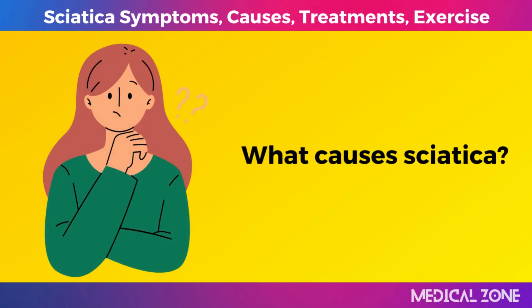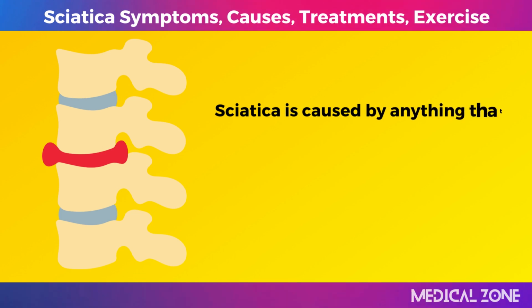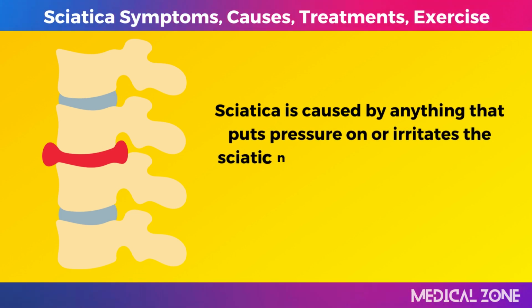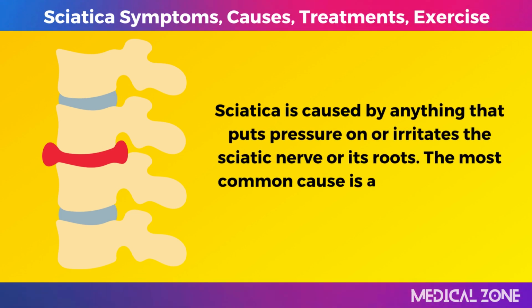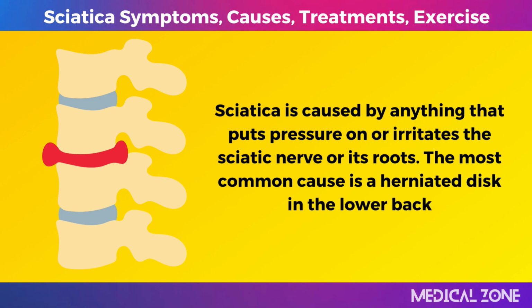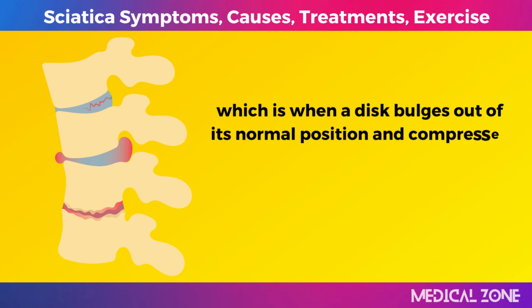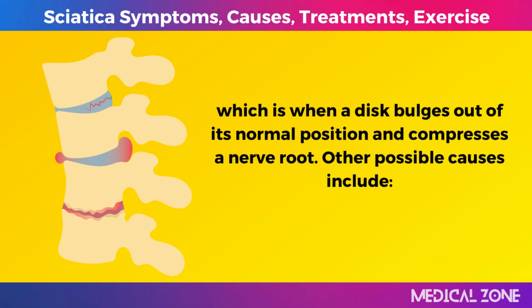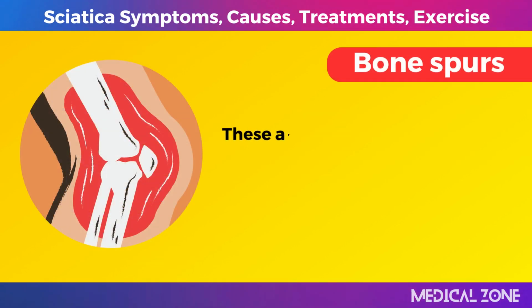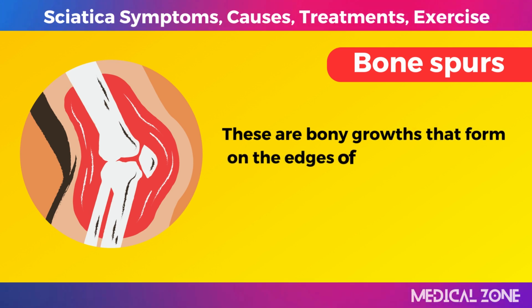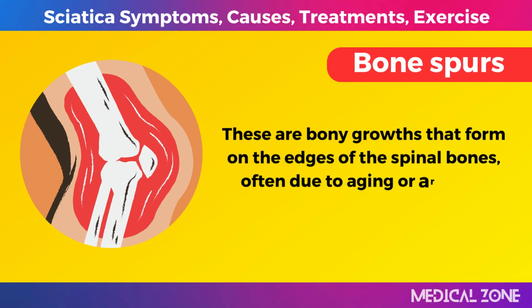What causes sciatica? Sciatica is caused by anything that puts pressure on or irritates the sciatic nerve or its roots. The most common cause is a herniated disc in the lower back, which is when a disc bulges out of its normal position and compresses a nerve root. Other possible causes include bone spurs. These are bony growths that form on the edges of the spinal bones, often due to aging or arthritis.